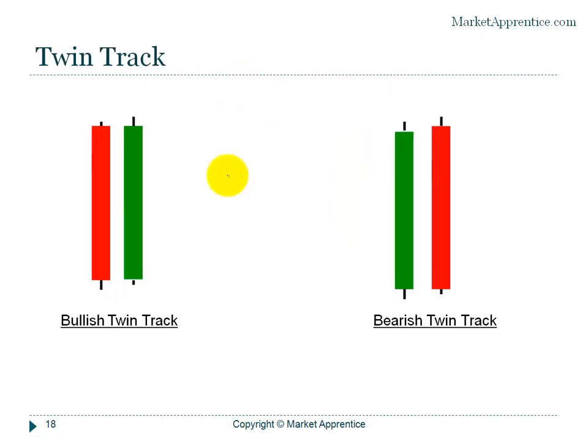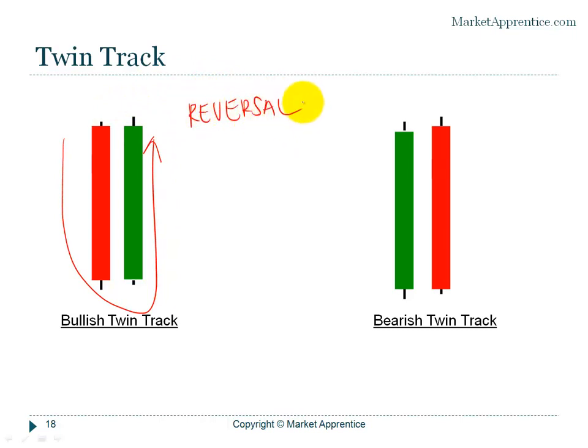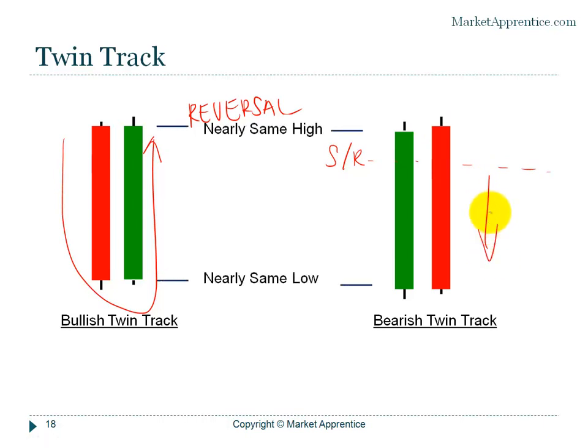A twin track. A bullish twin track is when price starts off higher, comes down lower before it goes back up again. This is a strong reversal pattern. Likewise, in a bearish twin track, when you see this, especially when in confluence with support and resistance, this is a good indication that the sellers are back. The bars have nearly the same height and nearly the same low.